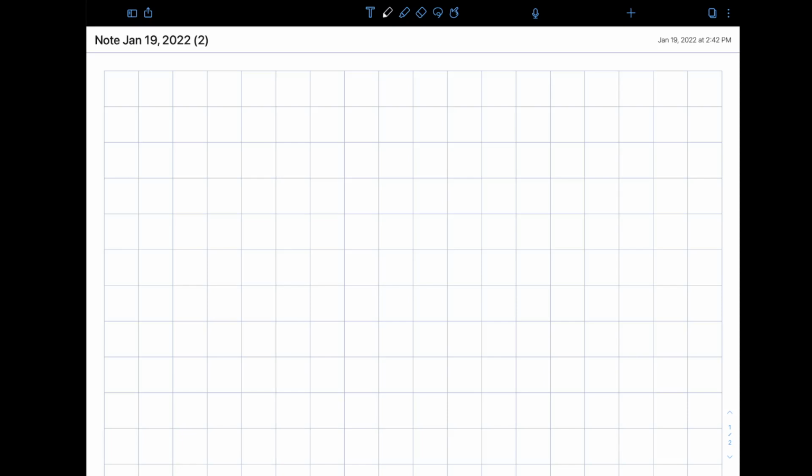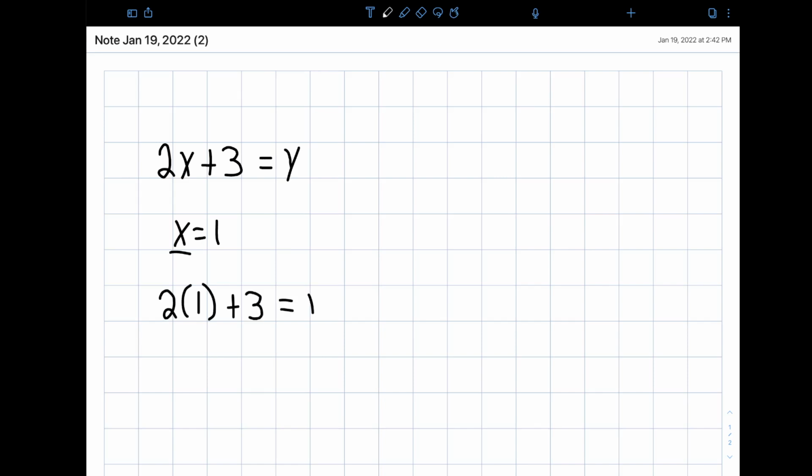Okay, so today we're going to talk about combining like terms. In the last lesson, we talked about variable expressions, which is something like this. And we plug in values for x. So we say x equals 1, and so we just plug them in wherever there's an x in the problem. So 2 times 1 plus 3 equals y. So we end up with 2 plus 3 equals y. 5 equals y.